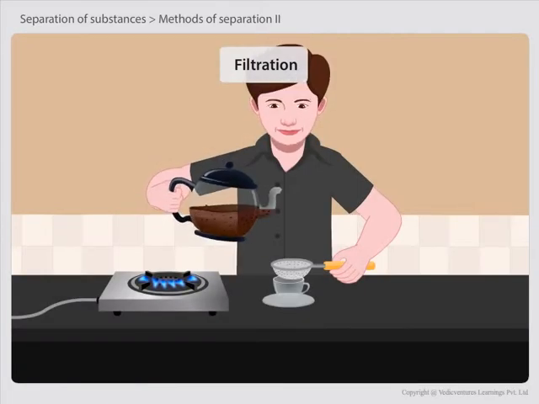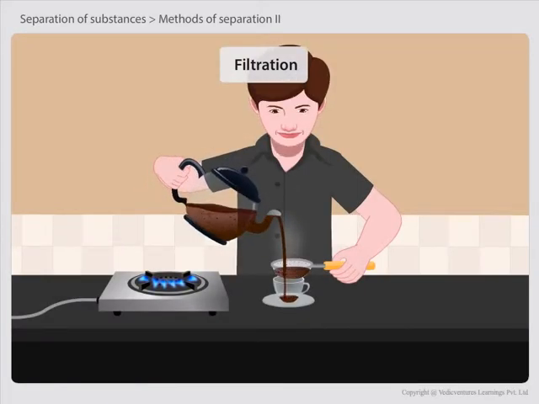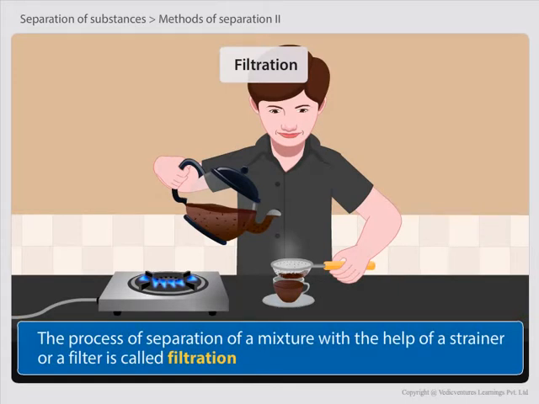Now take a strainer and pour the tea through it. Observe both tea and the strainer. What do you see in the strainer? You will see that all the tea leaves remain in the strainer. This process of separation of a mixture with the help of a strainer or a filter is called filtration.